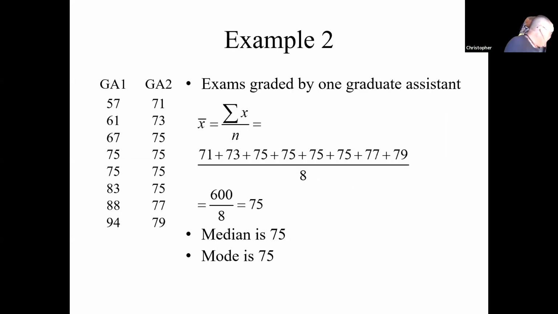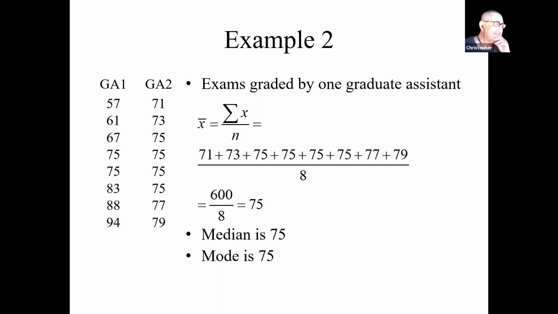Let's take a look at another example. Here's a different distribution of scores. These are the ones graded by a second graduate assistant. We can see here, if we apply the same formula, we take each individual exam score, add it up, divide by the total, we again get a mean of 75. The median would again be 75, and the mode, the most common score, would again be 75.